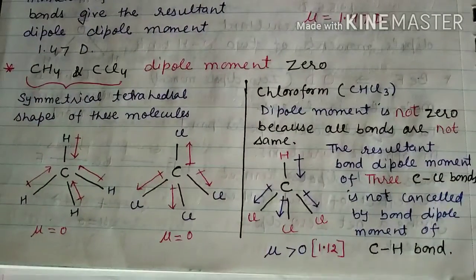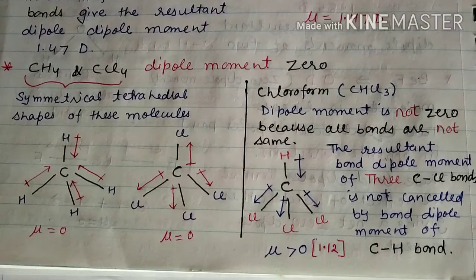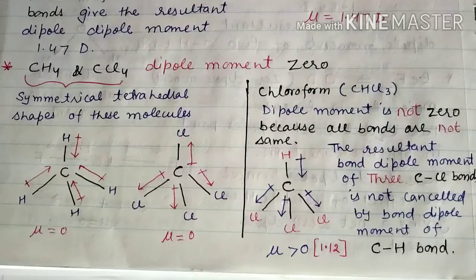So this is all about the dipole moments. In today's class we have discussed the dipole moment. How can one find out the dipole moment? Basically it depends upon the polarity of the molecules, and polarity depends upon the electronegativity difference. We have discussed the dipole moment of various molecules like ammonia, methane, carbon tetrachloride, CO2, water, and chloroform.